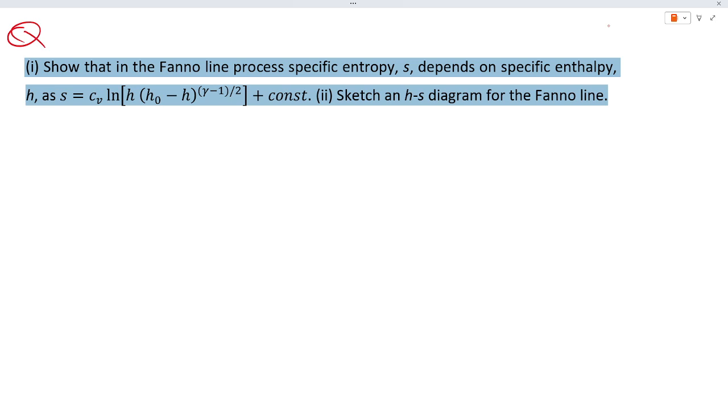Let's take a look at this question. Show that in a Fanno line process, the specific entropy S depends on the specific enthalpy using the equation. Then, 2. Sketch the HS diagram for the Fanno line.